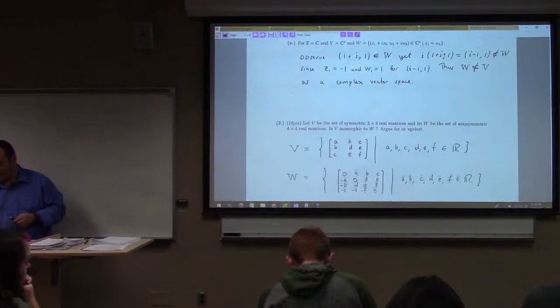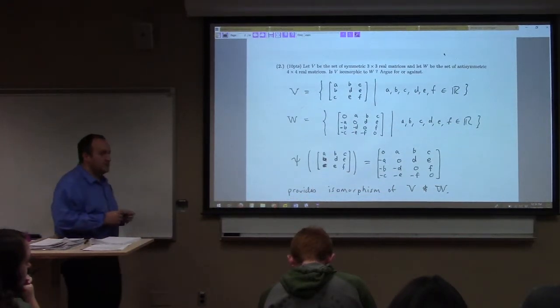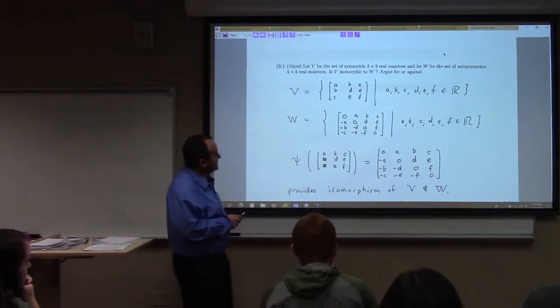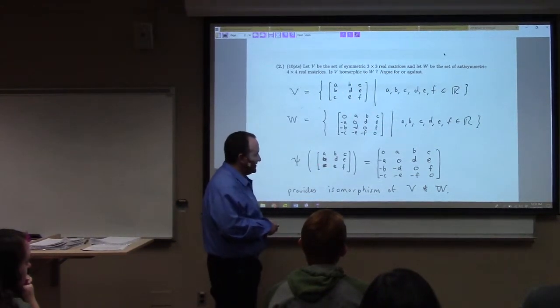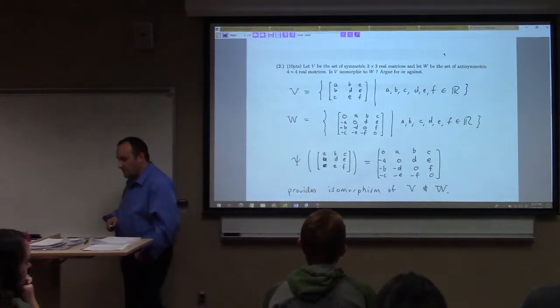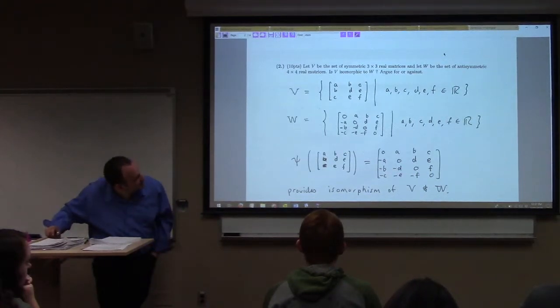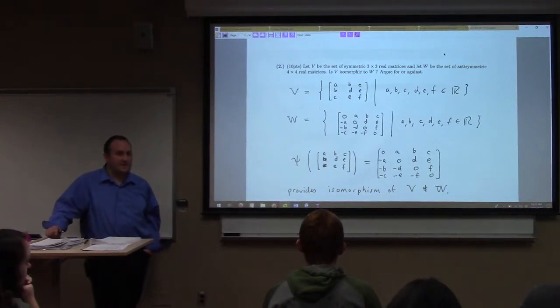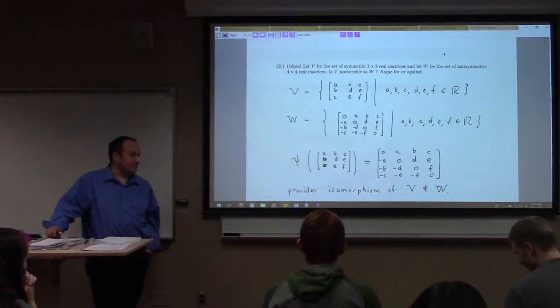Moving on here. Are these isomorphic? Yes. Here's the isomorphism. These are symmetric 3x3s. These are antisymmetric 4x4s. That's the isomorphism. Now, did you have to write the isomorphism to prove that these are isomorphic? No. I did not actually say, find an isomorphism. If I'd said find an isomorphism, then this is what I'd want you to do. There are other strategies.